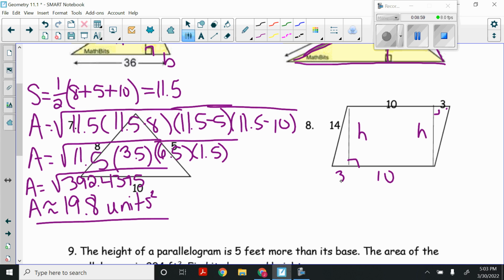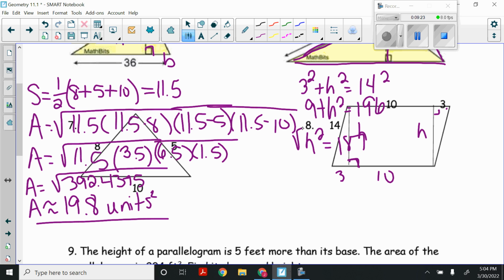That's 3 over here. So now first to find my height, I need to do Pythagorean theorem since I have a right triangle. So I would say 3 squared plus h squared equals 14 squared. So 9 plus h squared equals 196. Subtract 9 from both sides, so then I get h squared equals 187. Take the square root. I'm going to leave this as the square root of 187 because I don't want to round here, right? You don't round to the final answer, and my final answer is the area.